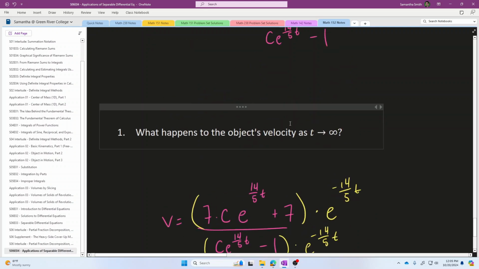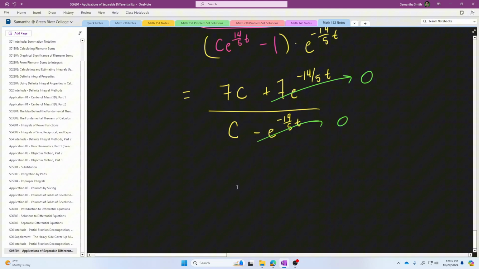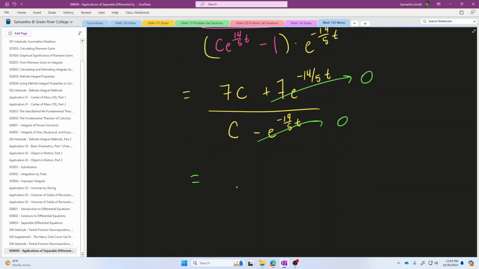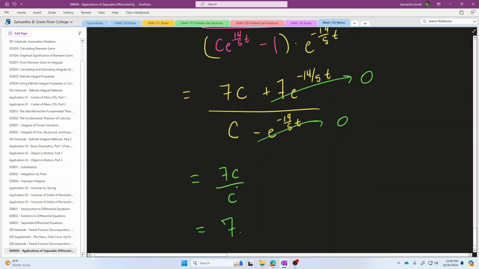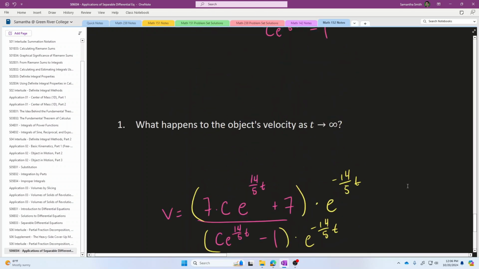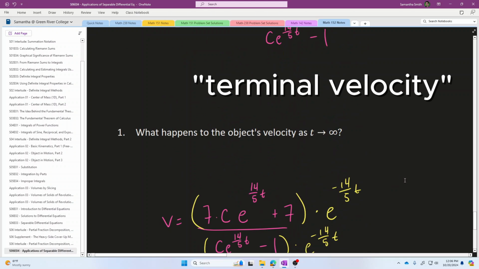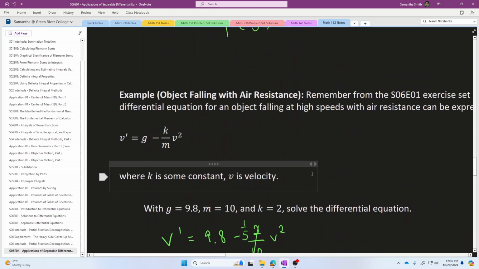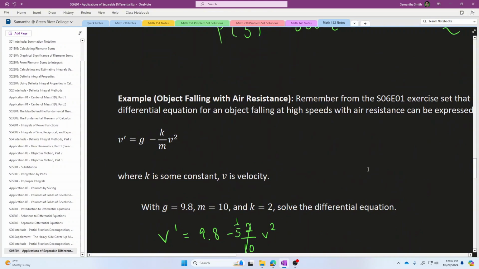And so, as t approaches infinity and time goes on, all I'm left with are the two constant terms in the front, resulting in 7 units. This quantity that we've just calculated, a velocity of 7 units, is what is called the terminal velocity of an object. For an object that falls with air resistance, eventually it stops accelerating.